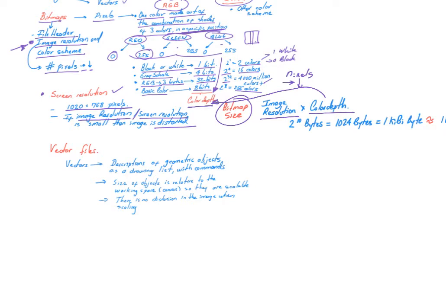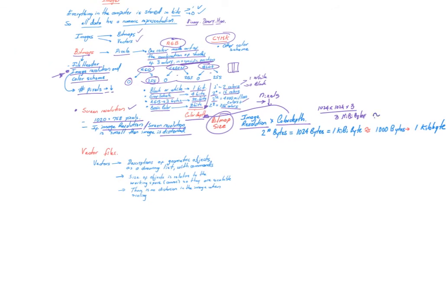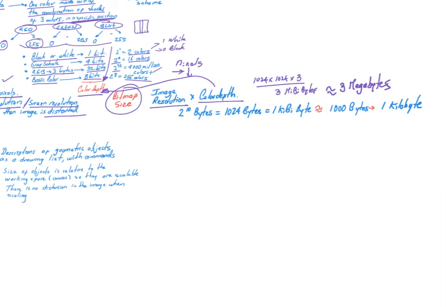So, let's say that if we have 1024, this is the image resolution, and we have an RGB system, then we're going to have 3 bytes, right? So the number of bytes that I'm going to have here is 3 MB, right? Which is close to 3 megabytes, right? So it's important to make the difference between those two different prefixes.